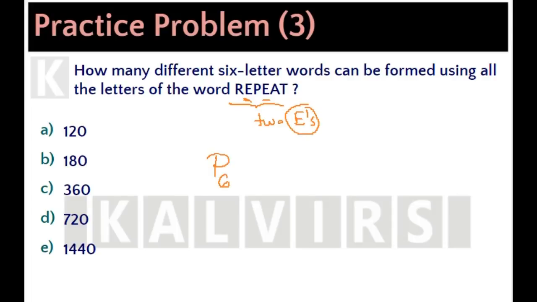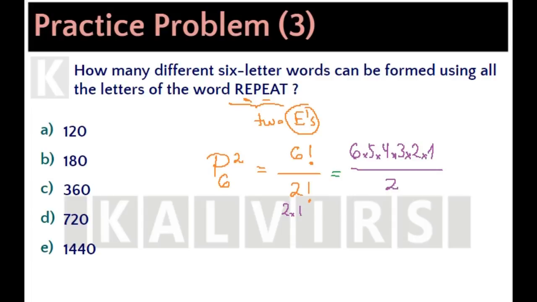Therefore, permutations of 6 objects where we have 2 indistinguishable objects, and this is equal to 6 factorial over 2 factorial. Now 6 factorial equals 6 times 5 times 4 times 3 times 2 times 1 over 2 factorial, which is 2 times 1, just 2. So finally we can cancel this one and this one. And finally we get 20 here, and over here we get 18. Finally 18 times 20 equals 360. Choice C is correct.